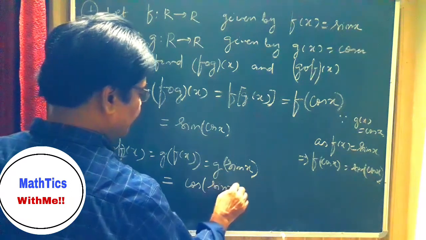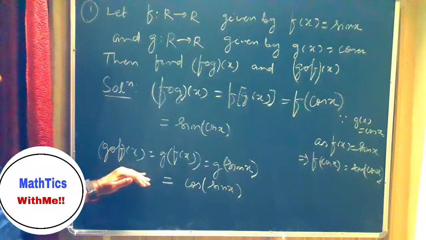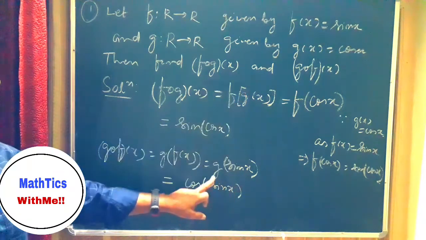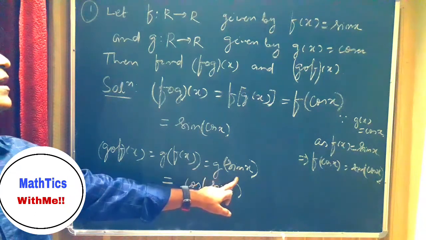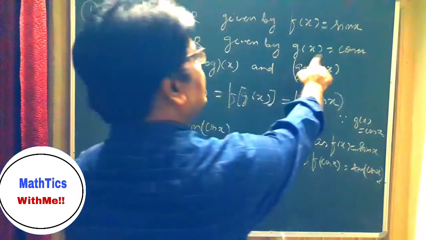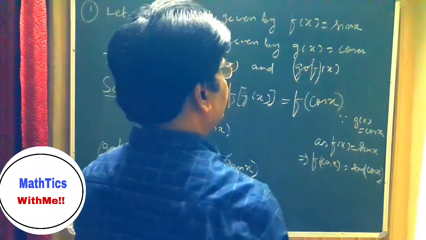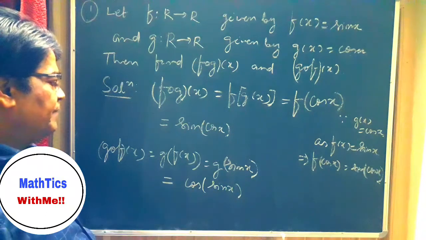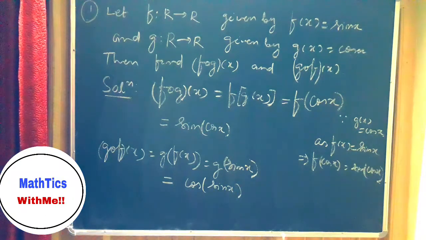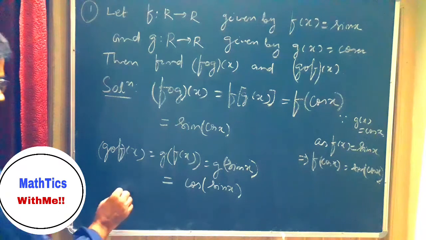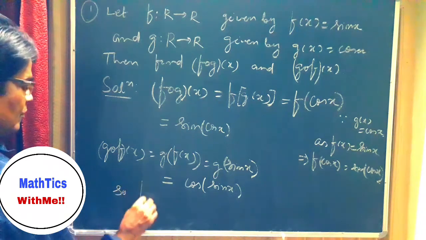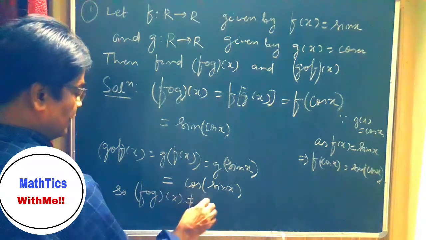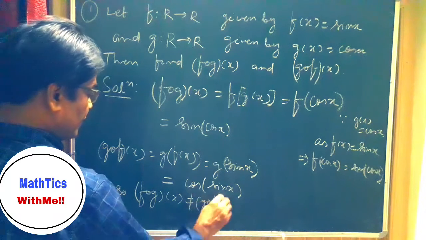So now g∘f of x is equal to g(f(x)), and f(x) is equal to sin x. So this becomes g of sin x. Now g(x) is equal to cos x, g(t) will be cos t, g(y) will be cos y. Then g of sin x will be cos of sin x. So what we observe here? The composition function f∘g of x is not equal to g∘f of x.